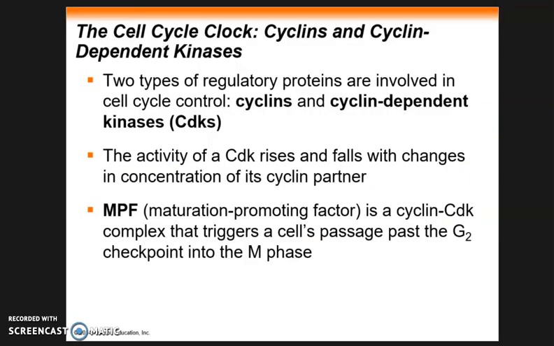The cell cycle clock is regulated by cyclins and cyclin-dependent kinases. Rhythmic fluctuations in the abundance and activity of cell cycle control molecules pace the events of the cell cycle. These regulatory molecules are mainly proteins of two types, protein kinases and cyclins. Protein kinases are enzymes that activate or inactivate other proteins by phosphorylating them. Particular protein kinases can give the go-ahead signals at the G1 and G2 checkpoints.